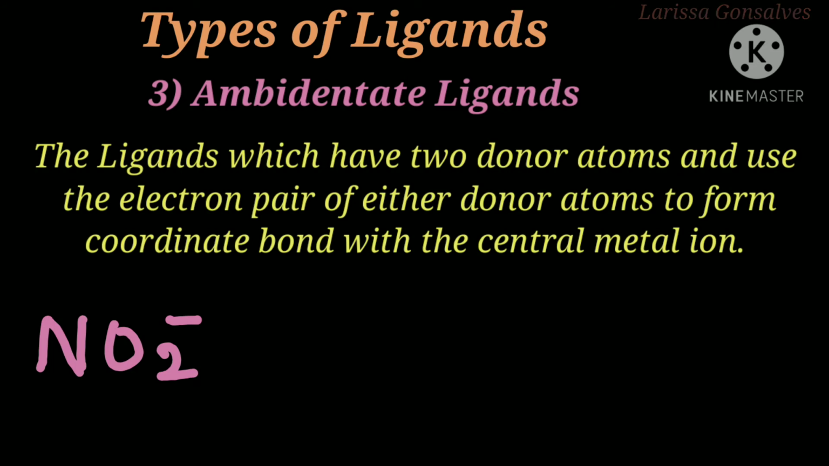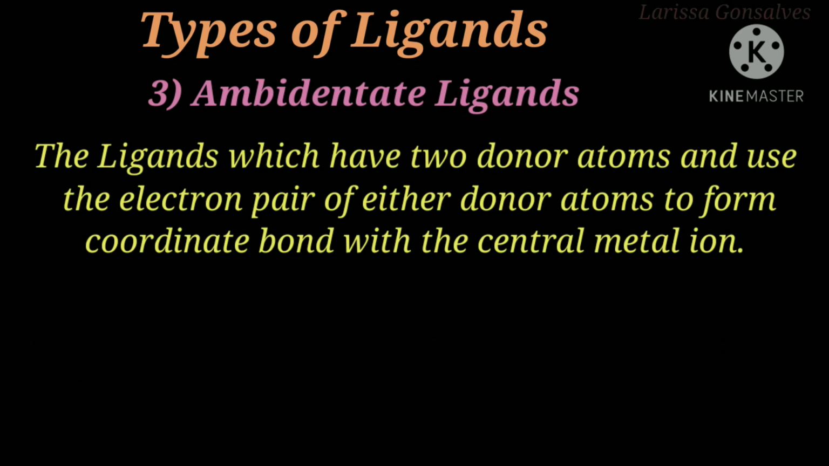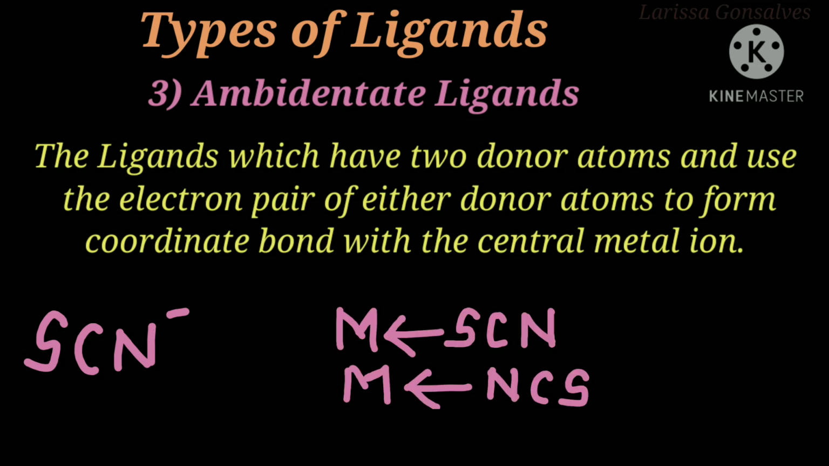So let us take the metal as M. Either it is going to form a coordinate bond M-ONO, or the other way is M with nitrogen, that is M-NO2. Similarly for SCN, it has two donor atoms, that is sulfur S and nitrogen, but only one can be linked to the metal. Let us consider M as the metal. So the metal will form a coordinate bond with either SCN, or M-NCS.